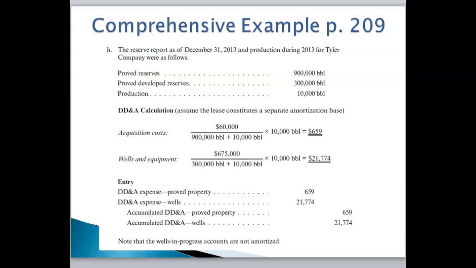For wells and equipment, we had $675,000 recorded. We're going to divide this by the proved developed reserves of 300,000 barrels plus 10,000 production. And we're going to multiply this times the production of 10,000 barrels. That gives us $21,774. So our journal entry to record the DDNA expense is DDNA expense for proved property of $659, DDNA expense for wells of $21,774, and we record the accumulated DDNA for proved property of $659 and for the wells of $21,774.